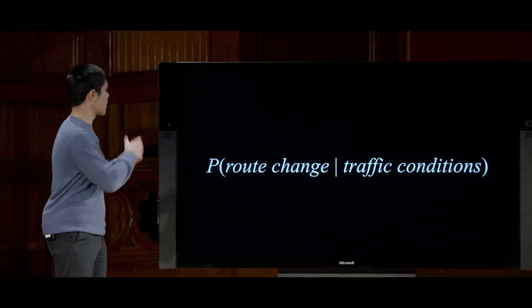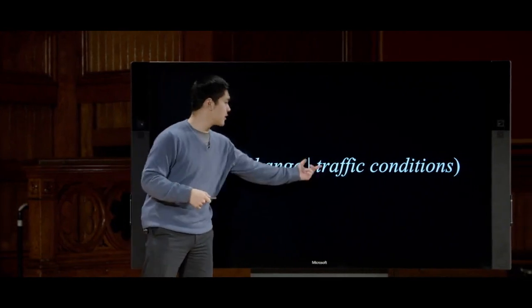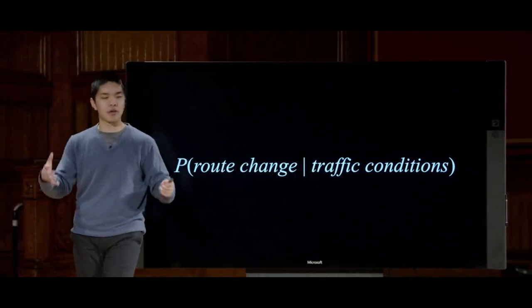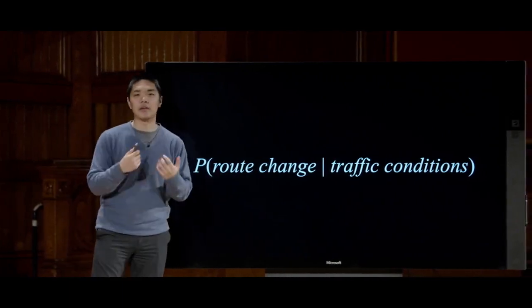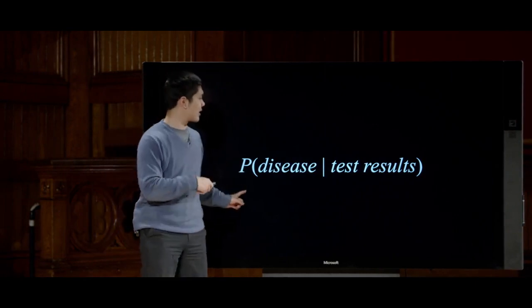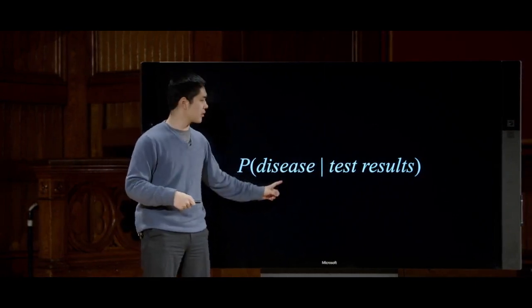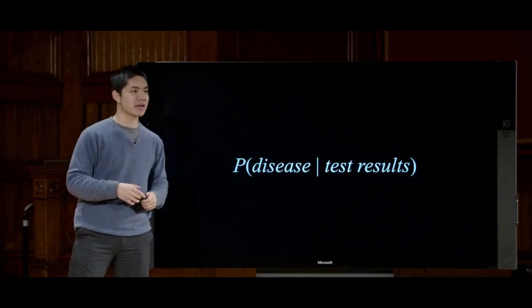Or you might imagine that I want to know the probability that my optimal route to my destination changes, given the current traffic conditions. So whether or not traffic conditions change, that might change the probability that this route is actually the optimal route. Or you might imagine in a medical context, I want to know the probability that a patient has a particular disease, given some results of some tests that have been performed on that patient. And I have some evidence, the results of that test, and I would like to know the probability that a patient has a particular disease.